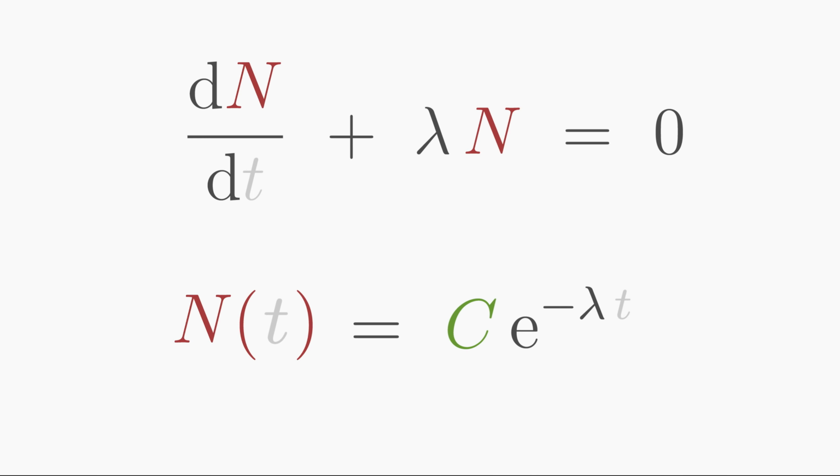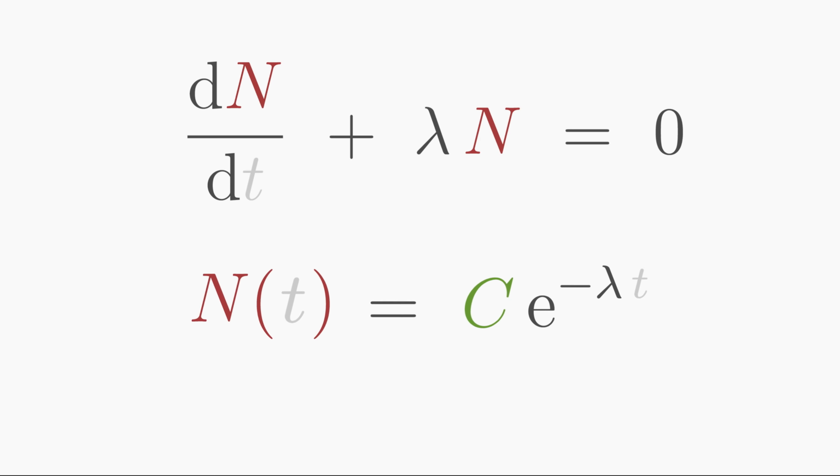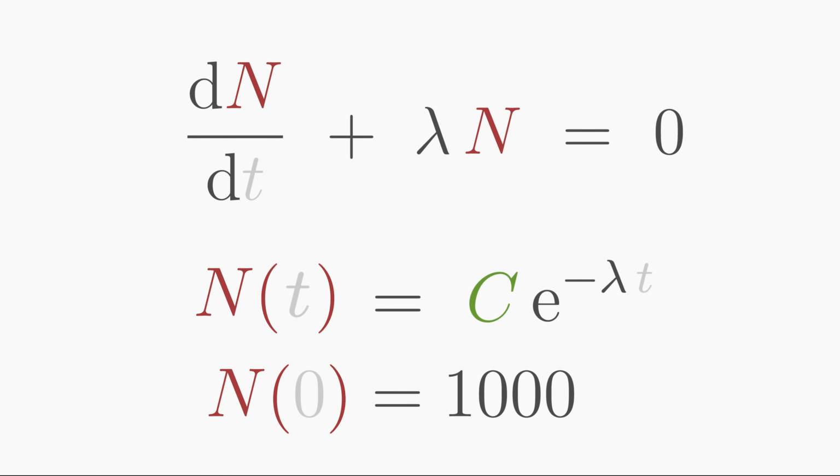After all, in the decay law, c gives the number of atomic nuclei that were present at the beginning of your observation. So you need an initial condition as additional information to the differential equation. It could be, for example, like this: n of 0 is equal to 1000. That means at the time t equals 0, there were 1000 atomic nuclei.